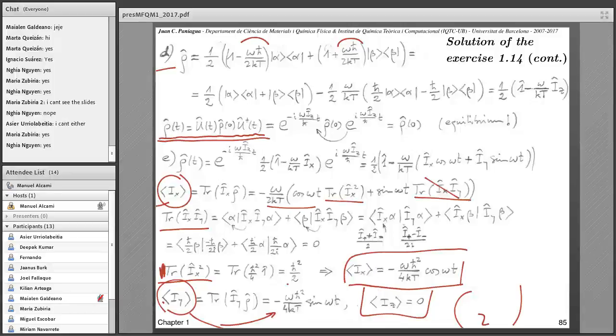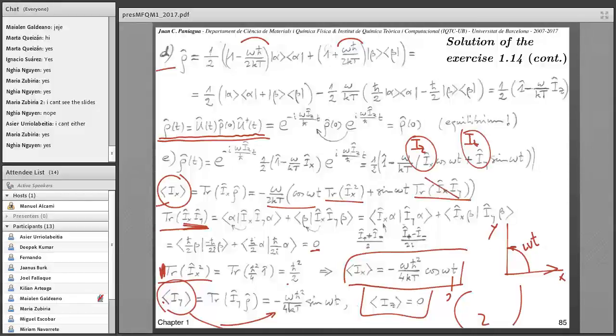We can make a similar calculation. This should be rather trivial. In the z component case, we have to multiply here by Iz, so we have two products of this type, and then the trace should be zero. So what we obtain is that in the x, y plane, at time zero, the magnetic moment is pointed along the x-axis, and then it turns with angular speed omega in an anticlockwise sense if omega is positive.